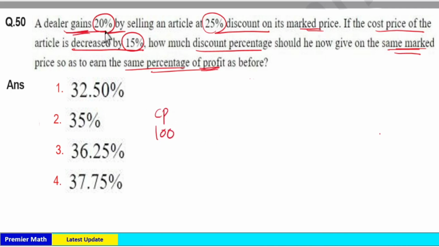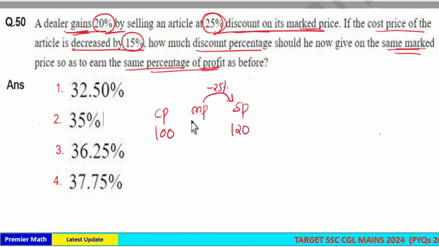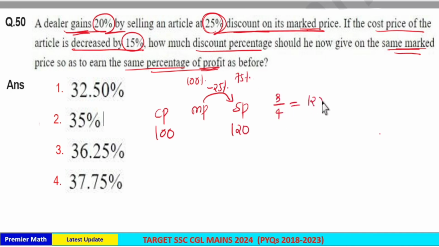Here gain is 20% means profit is 20%. So sell price here is equal to 100 plus 20, 120 rupees. Now he is giving 25% discount on mark price. So 25% discount on mark price means if 100% is the mark price, 100 minus 25, 75% is the sell price. And here 75% is given as 120. 75% means 3 by 4.